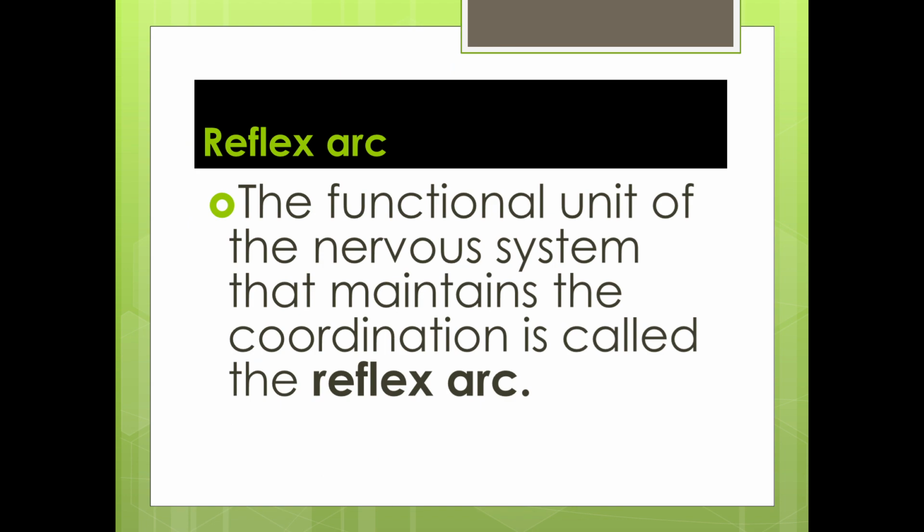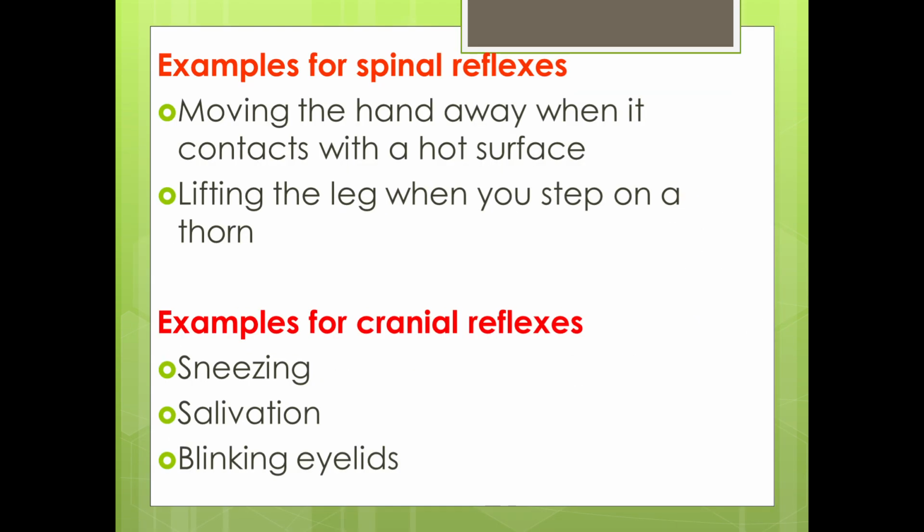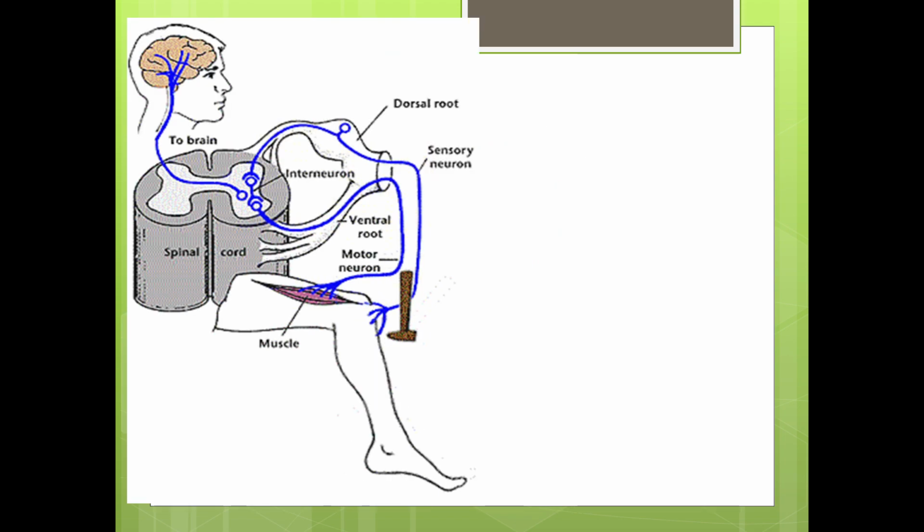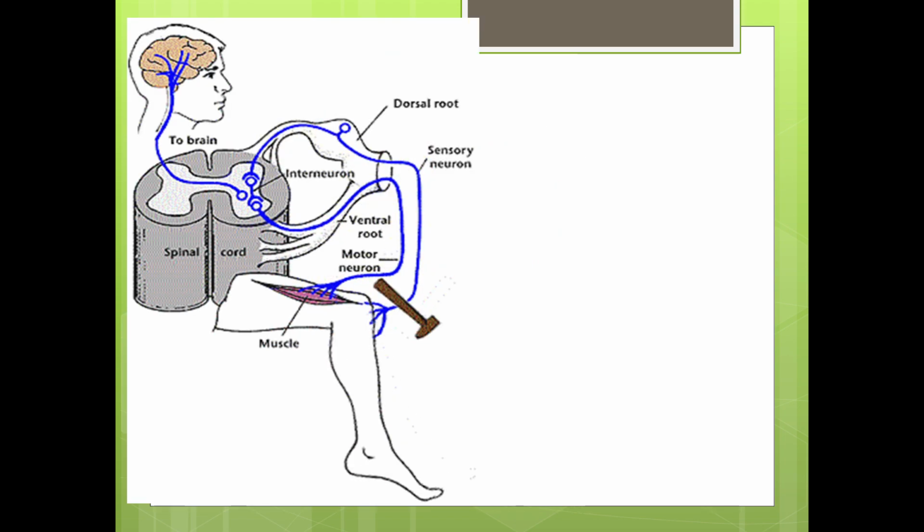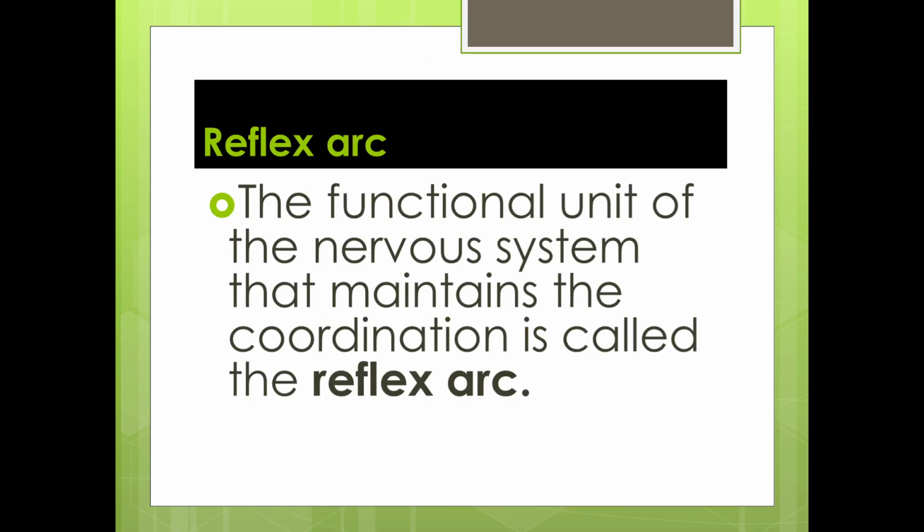Reflex arc. The reflex actions are performed by a nerve path. You have already studied it. This is the nerve path from which the reflex actions originate. The nerve path by which reflex actions are carried out is known as the reflex arc. The reflex arc is the functional unit of the nervous system.